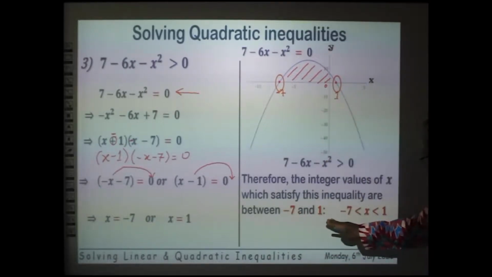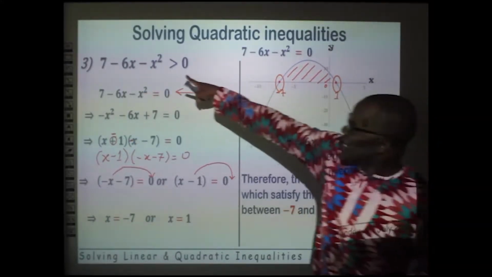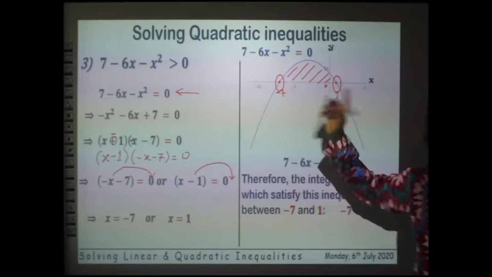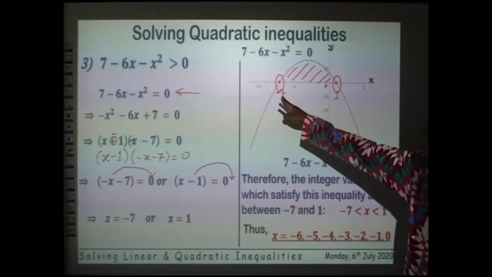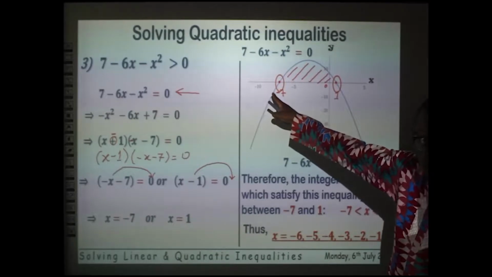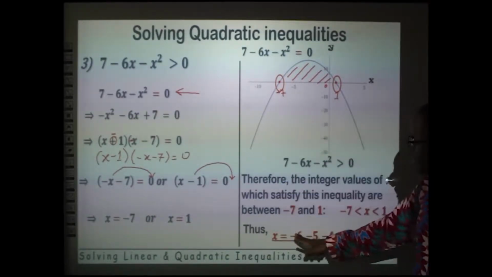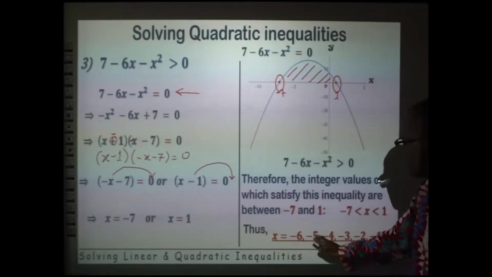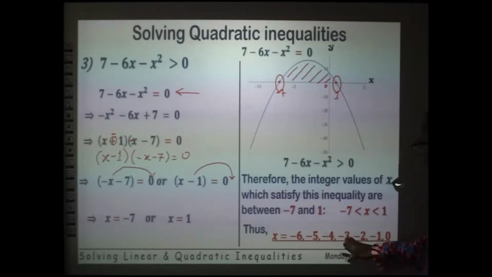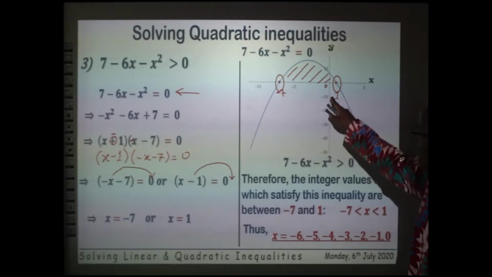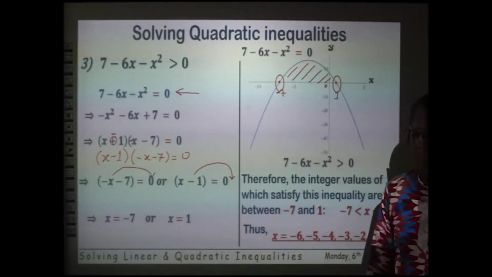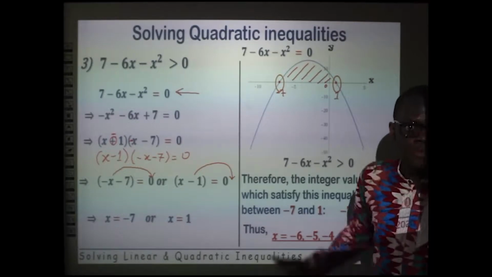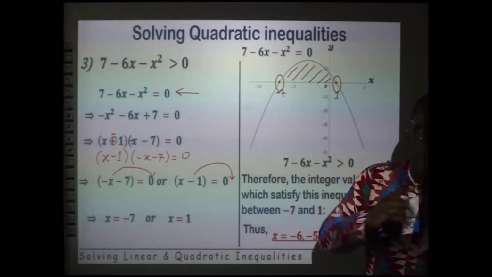So the integer values of x that will satisfy that given inequality, the values are -6. You're not going to include the -7, remember, because it's not shaded there. So the next one will be -6, -5, -4, -3, -2, -1, and 0. You don't include the 1 because it's not shaded there. Alright? And that's your solution. That's your answer. And we are done.